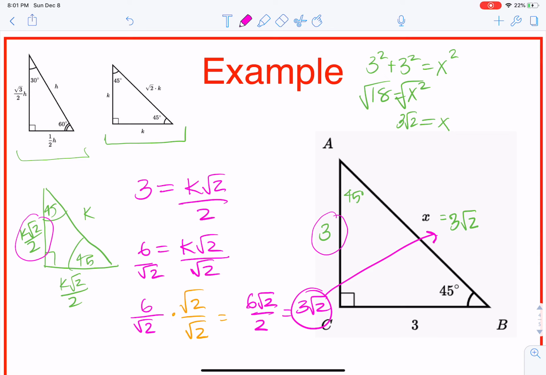You'll notice that you'll have some problems to work on that deal with special right triangles in this section's homework. And we can chat a little bit about this on Tuesday and Thursday in class as well if you have questions. So good luck, guys, and we will chat soon.